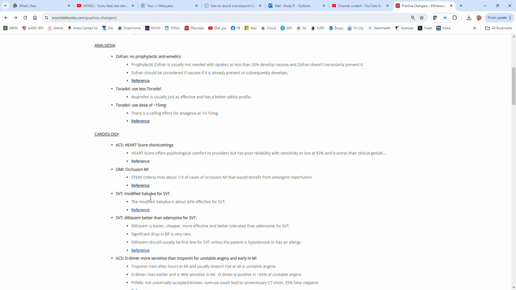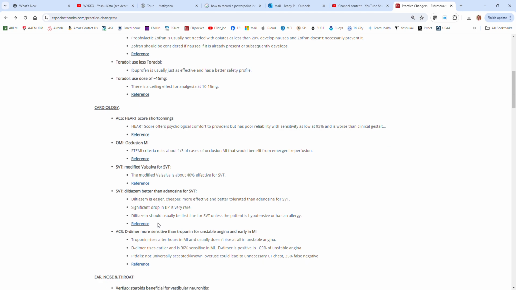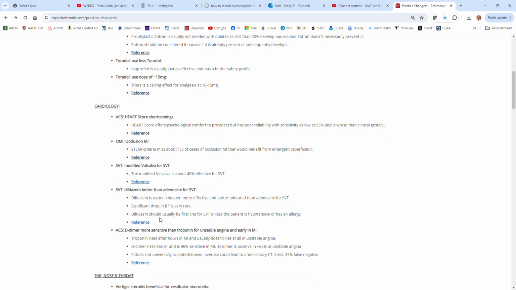SVT. The modified Valsalva is actually about 40% effective, so it's worth trying. Also, for SVT, diltiazem is better than adenosine. Adenosine came out and was well marketed. I don't think it's necessarily expensive now. The benefit of adenosine is it's going to wear off faster than diltiazem if there's a bad side effect. But patients hate adenosine, and there are some risks to adenosine that diltiazem doesn't have. So there are a lot of reasons why I reach for diltiazem first for SVT.